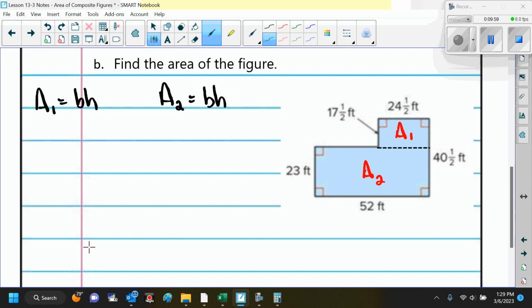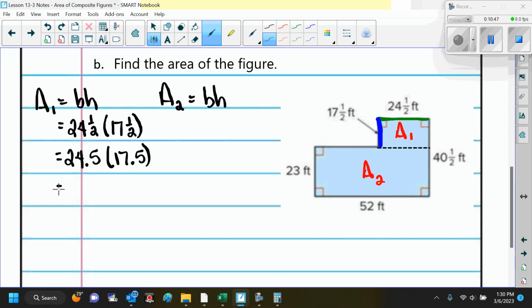So now we can substitute in. So area 1, we've got the length here, and we've got the height here. Okay, so we didn't have to figure anything out there because it was already given to us. Look at that. Okay, so we've got the base, which is 24.5, and we've got the height, which is 17.5. Now, can I go ahead and change these to decimals? Are you okay with that? Because it's just a half, so that's 0.5, right? So let's do 24.5 times 17.5.